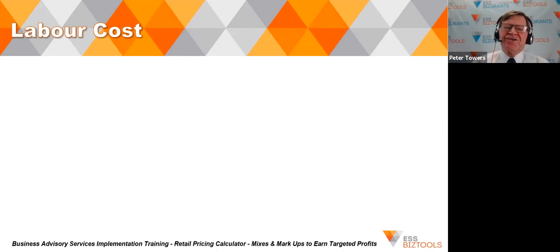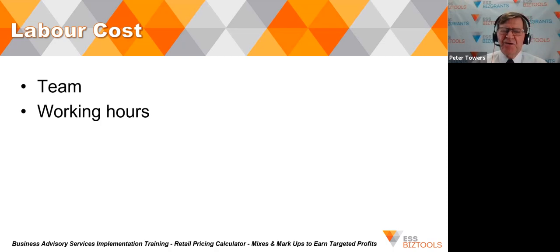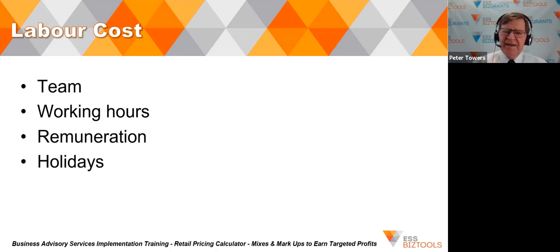So let's look at the rest of what goes into a business. We have a team. You have a manager, assistant manager, retail assistants, casual workers, part-time workers, full-time workers. Their working hours will vary. Their remuneration obviously varies. Their holidays may vary. And the labour on cost will be different.